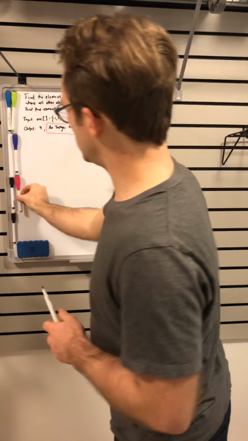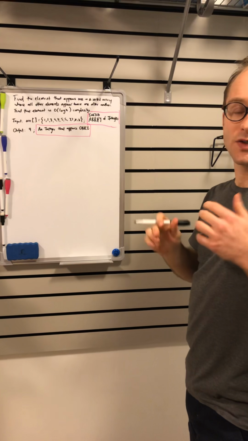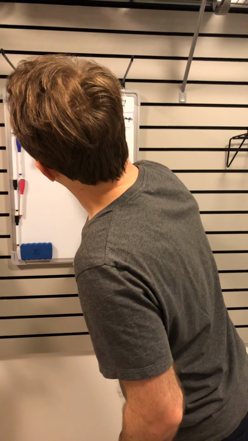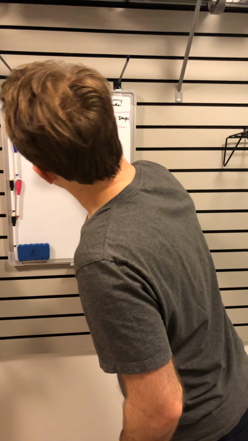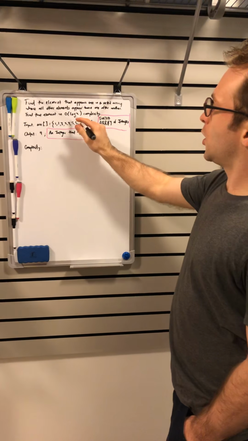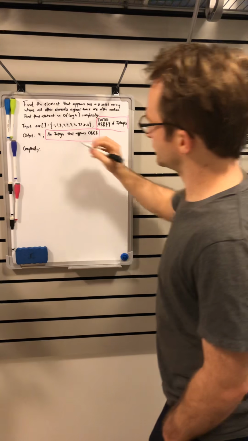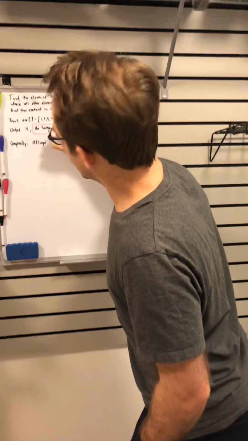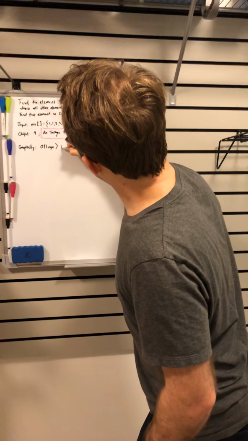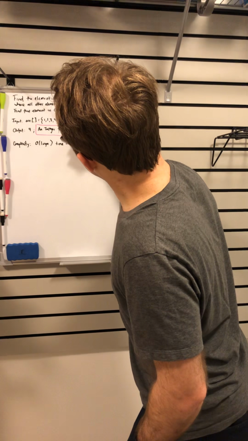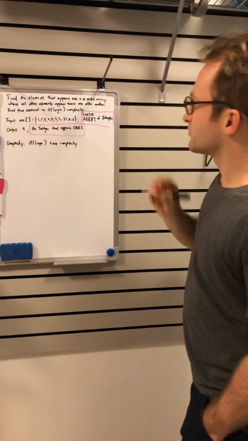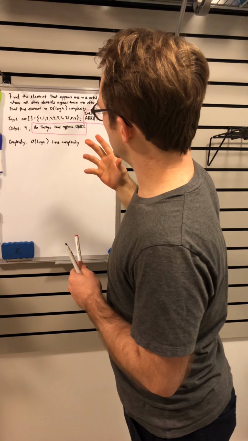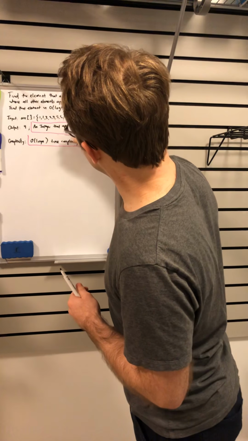Okay, cool. What's our complexity or our constraints? Let's write that out. Our complexity is O(log n) time complexity. So we need it to be O(log n). Okay? O(log n) time complexity. Okay, cool. So that is another one of our conditions.